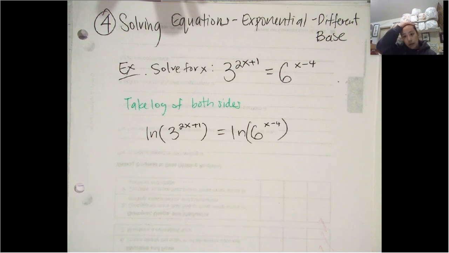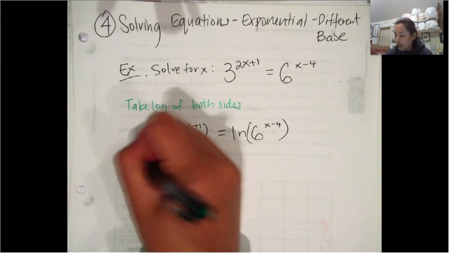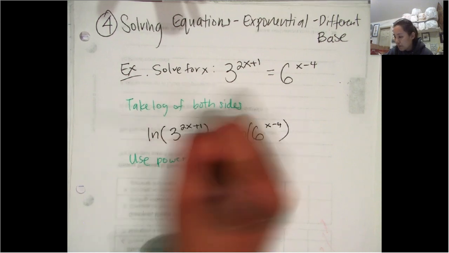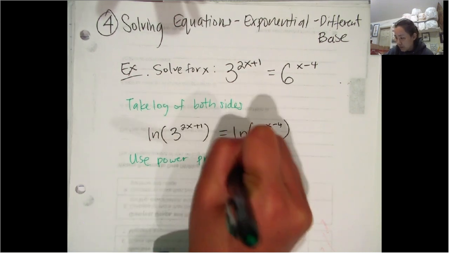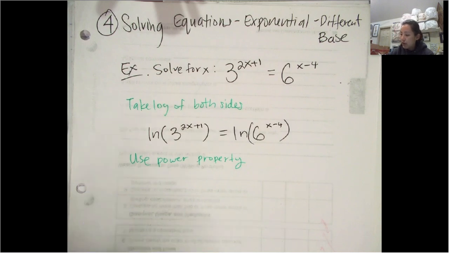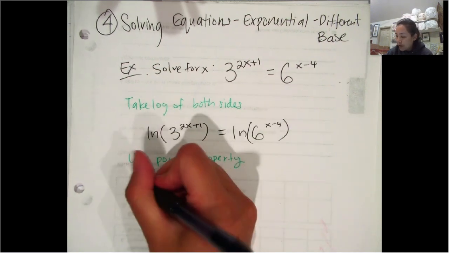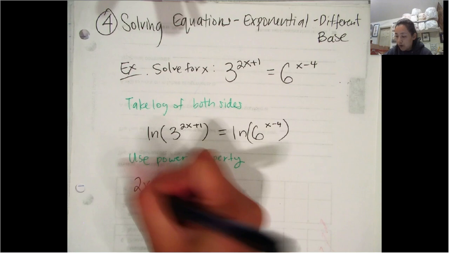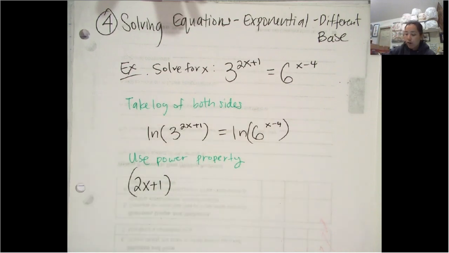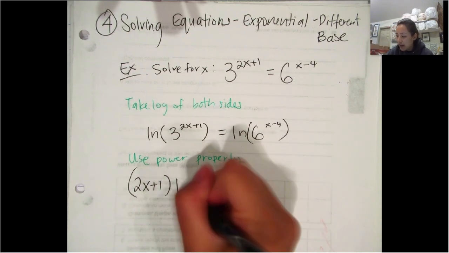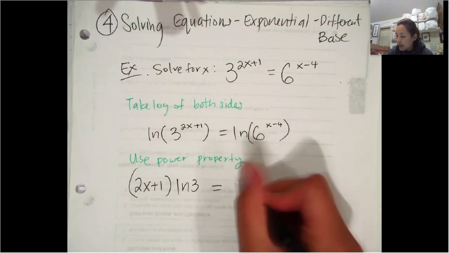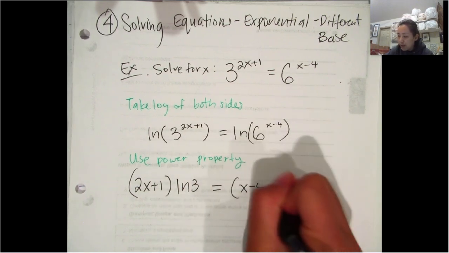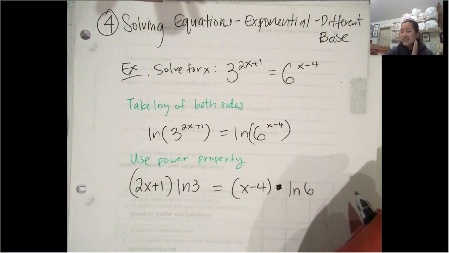Okay, so we're going to go ahead and use the power property, and bring the powers to be the coefficients of the logs. So use the power property. And so that 2x plus 1 goes in front. The power now becomes the front of the logarithm. So 2x plus 1 times ln of 3 equals, and then we have x minus 4, and put those in parentheses for me, please, times ln of 6.